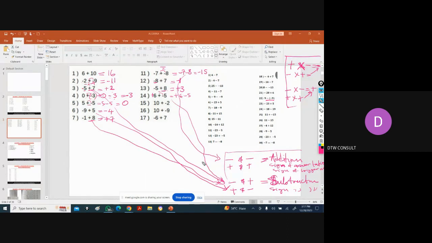So we now have a positive 6, negative 5. When we have a positive and negative, what do we do? We subtract. Subtract 5 from 6, we get a 1. And what would the sign be? The sign of the bigger number is going to be positive. Is everyone with me? Yes.